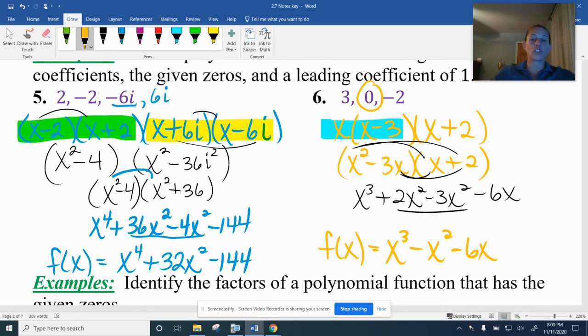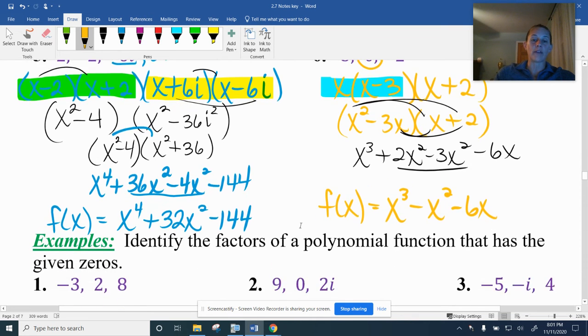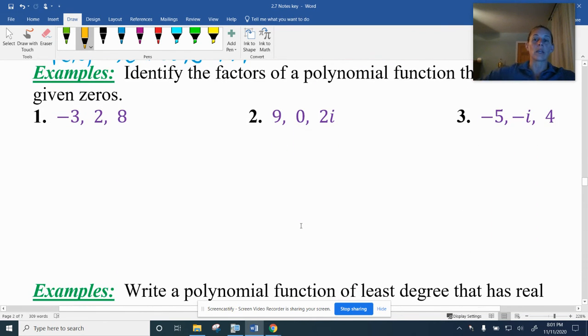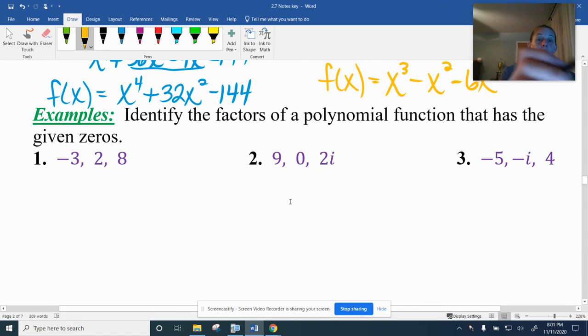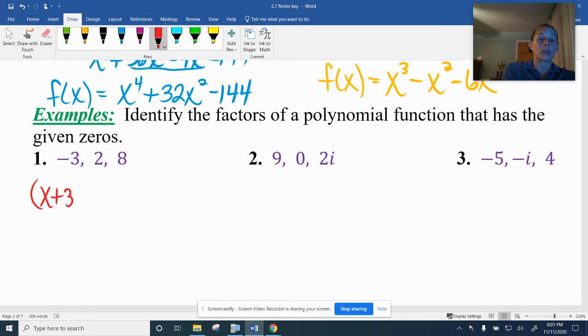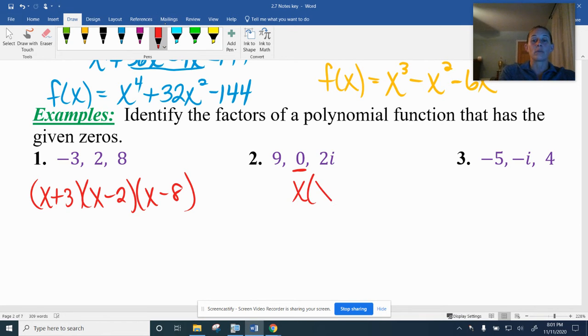Okay, so the next section, we're just going to make sure we know how to do those factors. We're just identifying the factors of the polynomial function here, making sure that we don't miss anything with zeros or imaginary numbers. So this first one, the simple three factors are x plus 3, x minus 2, x minus 8. This one here, we have just a single x for the 0, and x minus 9, and then we need that conjugate pair, so we're going to have x minus 2i and x plus 2i.